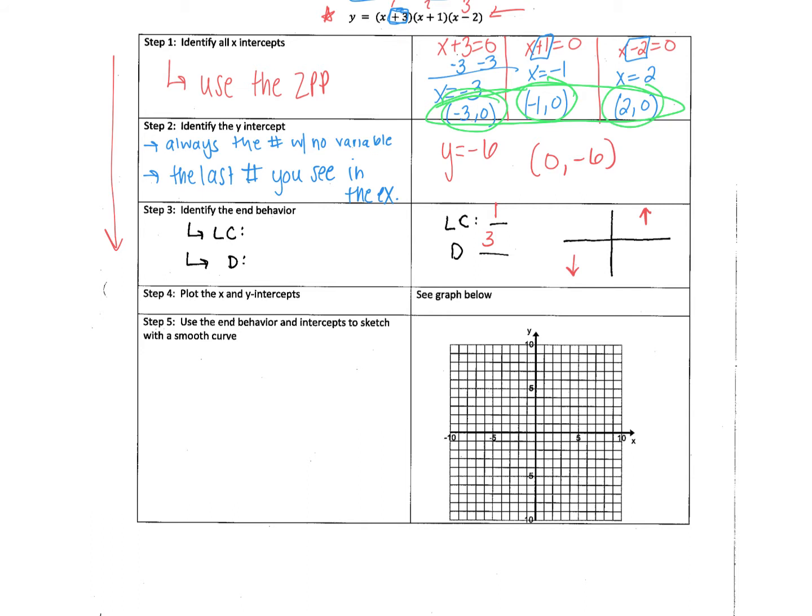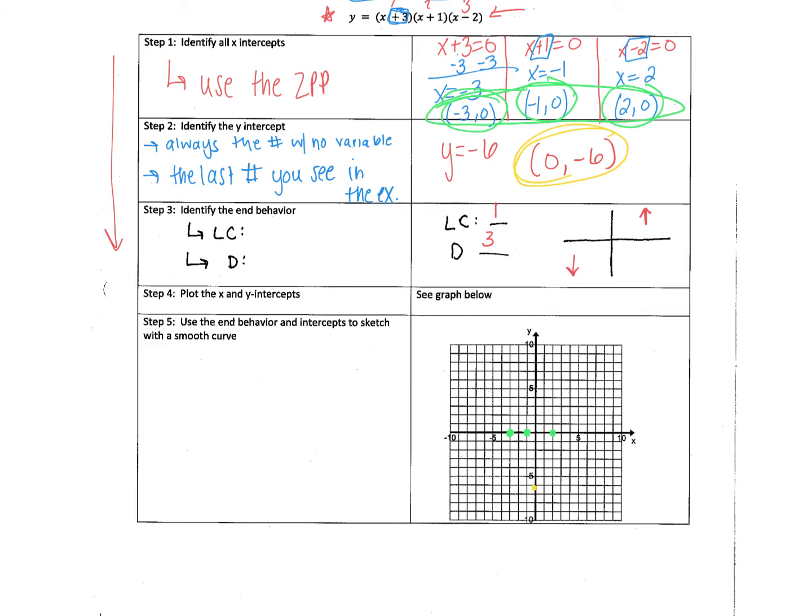So I'm going to go ahead and do that. -3, 0, -1, 0, and +2, 0. Okay, so I've went and plotted my 3 points. Then what I'm going to do is I'm going to go ahead and plot my y-intercept.